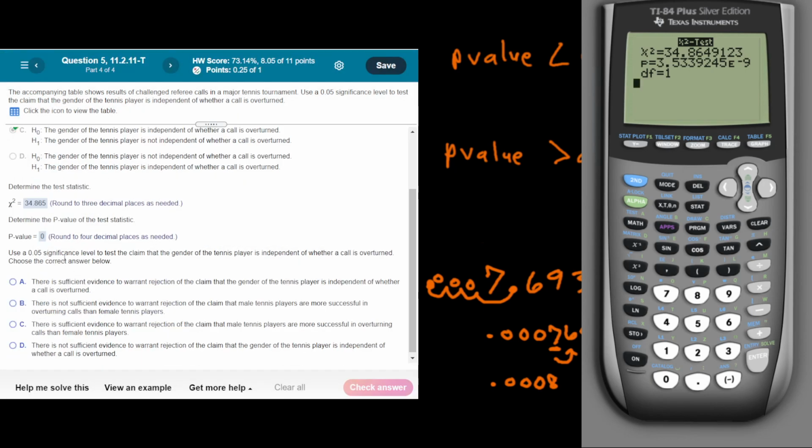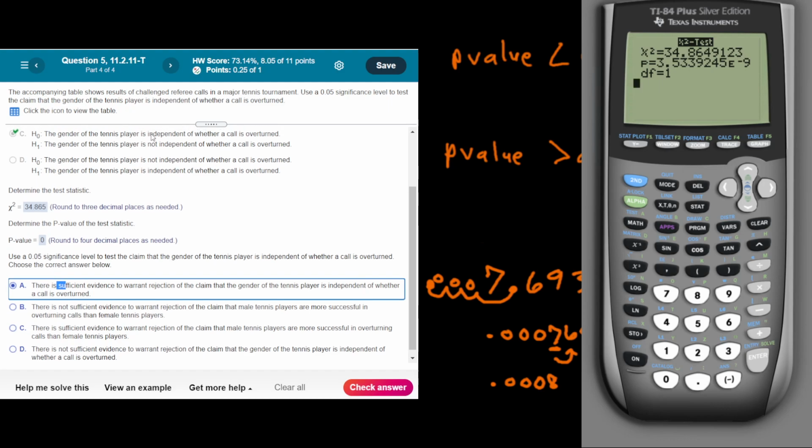Okay, so is there or is there not? Our p-value is once again 0, so it's definitely going to be less than our significance level here. So that's going to be a reject. And whenever you reject, there is enough evidence. So it's either going to be A or C, right? We're going to reject the H0, so we're not going to say that they're independent. We're going to say that they're not independent. So we reject the null, which means we accept the alternative, and the alternative is H1.